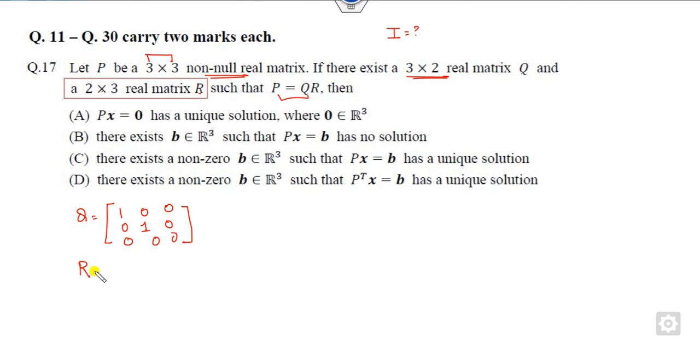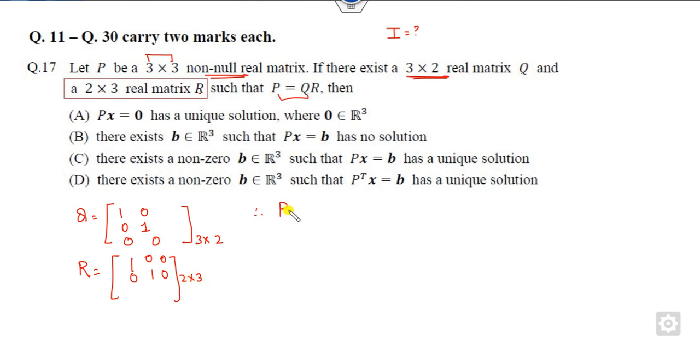What is R? It's a 2 cross 3. So again I can consider this as I firstly. This is my I, and the rest of them are here. Sorry, Q is a 3 cross 2, so it has 3 rows and 2 columns, and here R has 2 rows and 3 columns. It's my 2 cross 3.